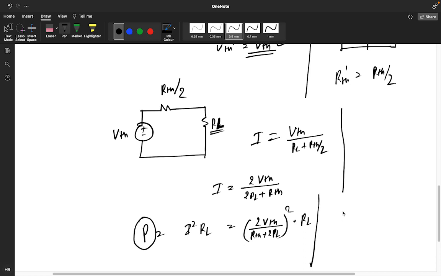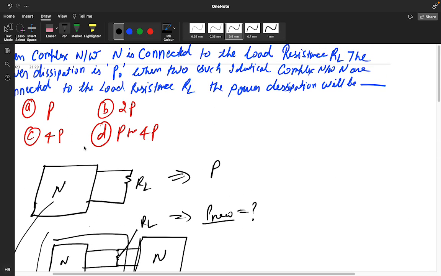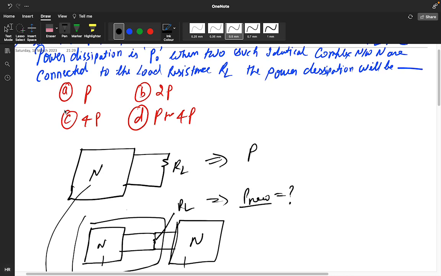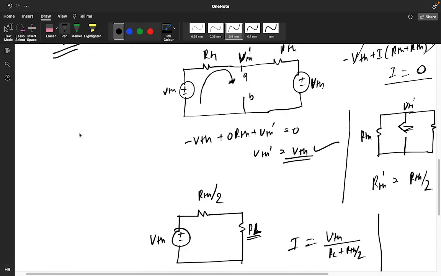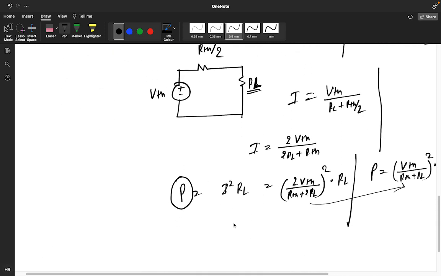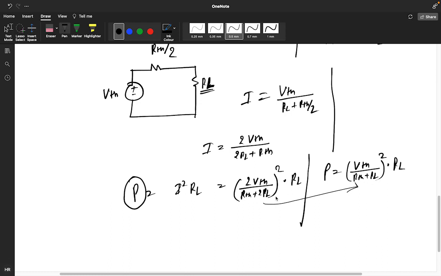And if you compare with your old P, what was the old P value? VTH by RTH plus RL the whole square into RL. Just compare these two and compare your options. Your option is P, so it won't be P. Your answer won't be P, because this is not equal to this P value.